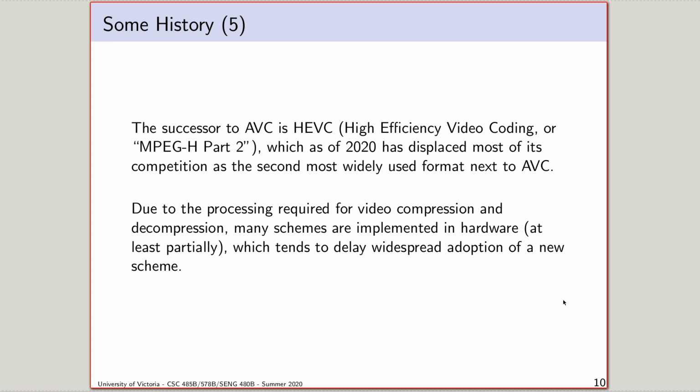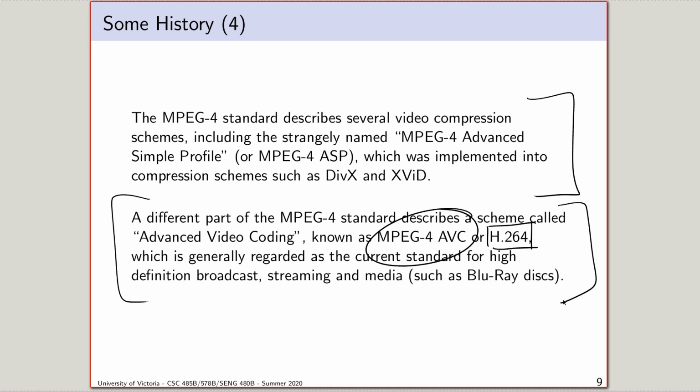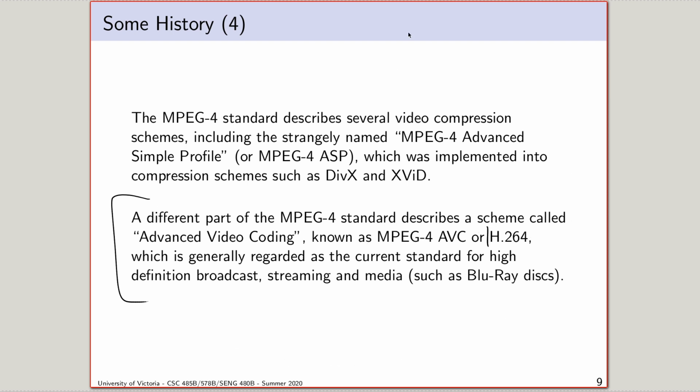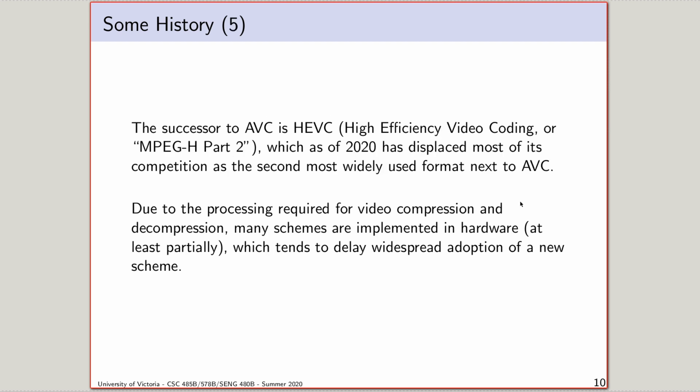It turns out there's a successor to that, and of course names have gone off the rails here because both of these things are MPEG-4, and yet we only call one of them MPEG-4. If somebody talks about MPEG-4 video, maybe they mean this. Usually we just call it H.264 instead of saying MPEG-4 AVC. There's a successor called HEVC, which is currently beginning to displace other formats as competition to AVC or H.264.